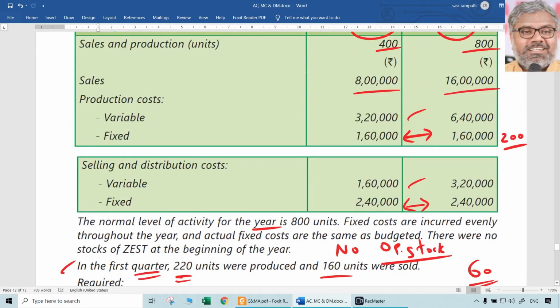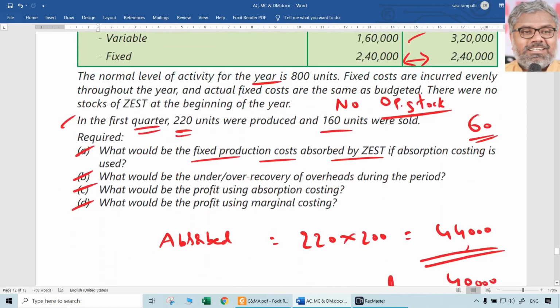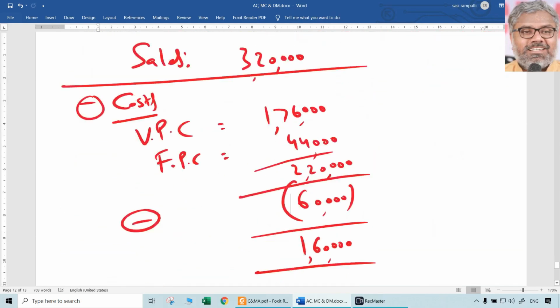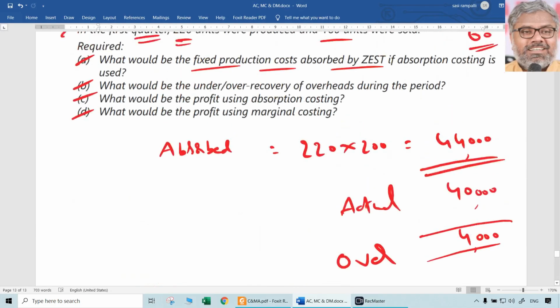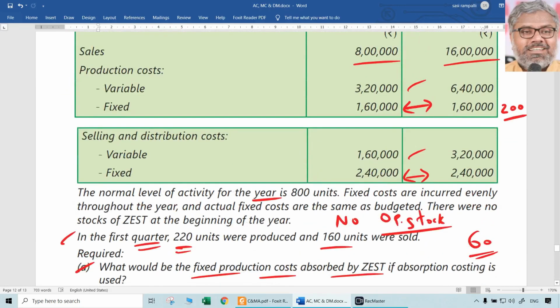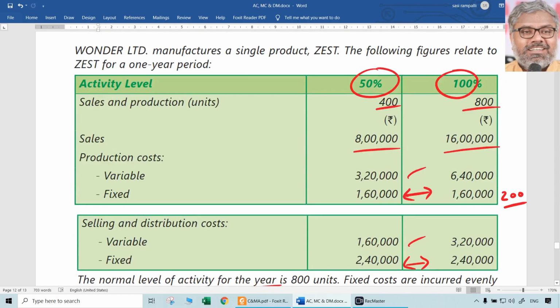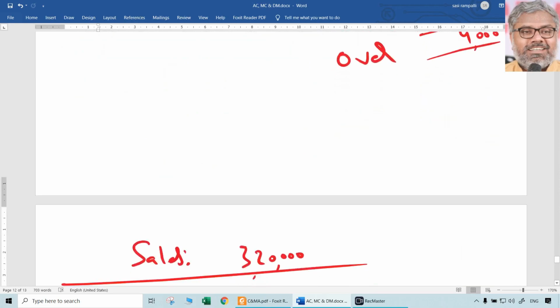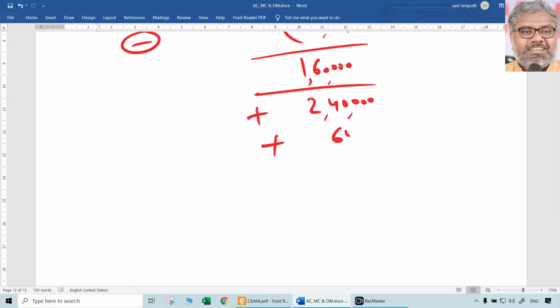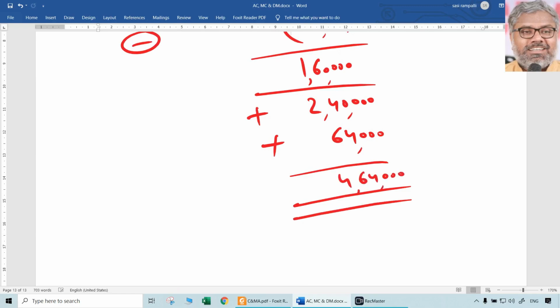Then add variable selling and distribution cost and fixed selling and distribution cost. Fixed anyway is there, 2,40,000. That is not going to change. Variable selling and distribution cost will be per unit how much? That again you have to calculate. 3,20,000 divided by 800, per unit it is 400. How many units are sold? Only 160 units are sold. So 64,000 is the variable selling and distribution costs. Add this cost also to this. So 160 plus 240 plus 64, 4,64,000 rupees is the total cost.